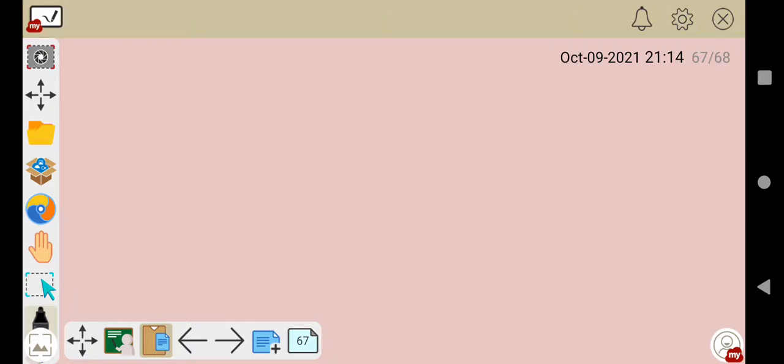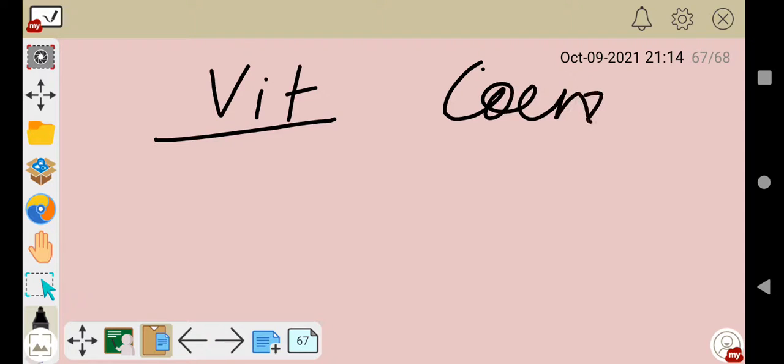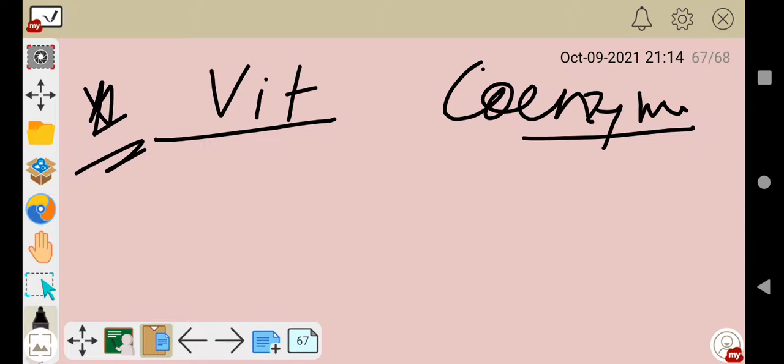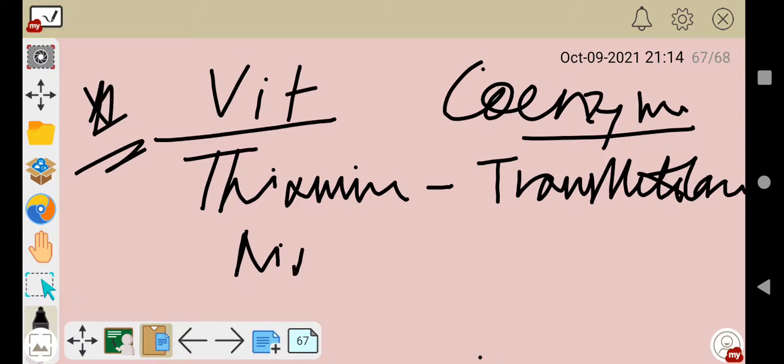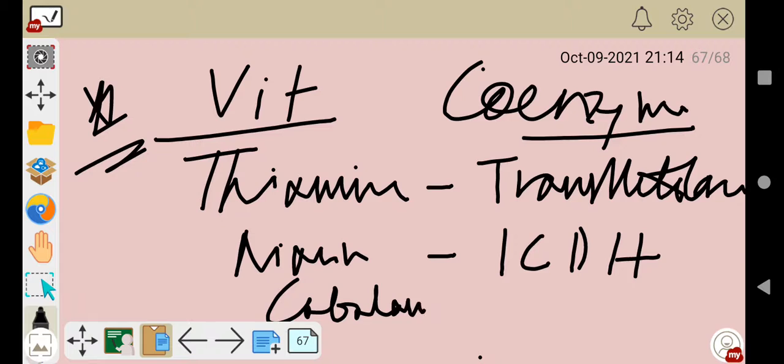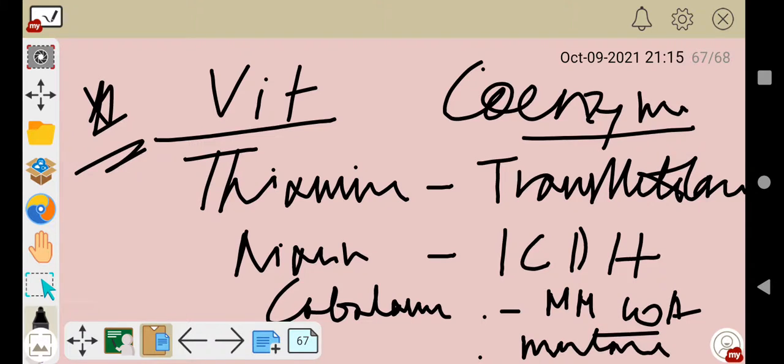Now some vitamins and their coenzymes. Yes, this is also important. Thiamine: transketolase, okay. Niacin: dehydrogenase, right? Isocitrate dehydrogenase. Then cobalamin: methylmalonyl CoA mutase, okay. These are the coenzymes, right?